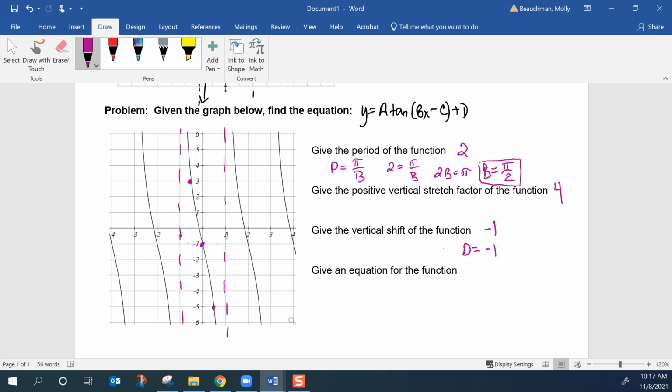So now I think we're ready to put everything in. A is equal to 4, and it's actually going to be a negative 4 in the equation. So we get y is equal to negative 4 times the tangent. B is pi over 2, so that's pi over 2 x. We didn't move horizontally either direction, it just moved down one, so we don't have a value for c. And then d is minus 1.